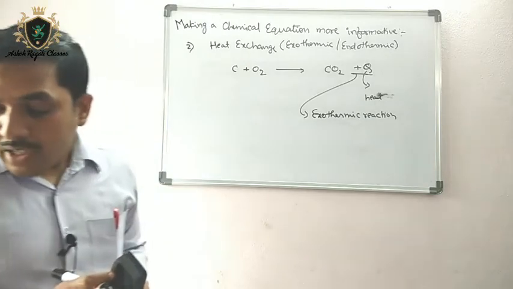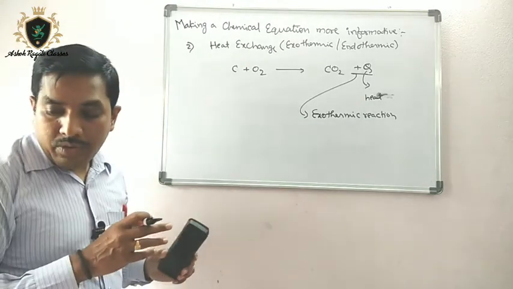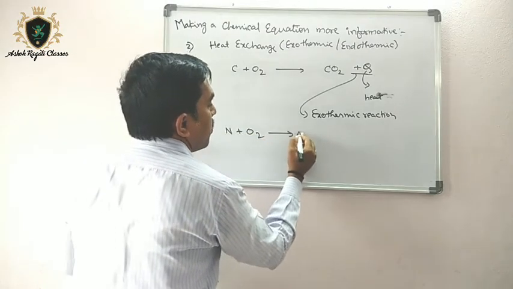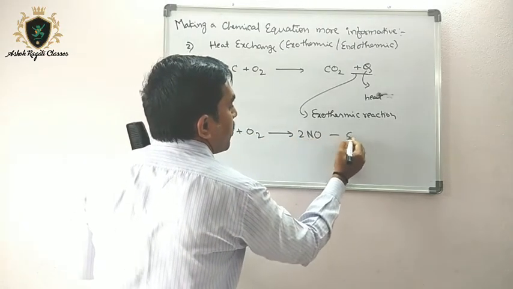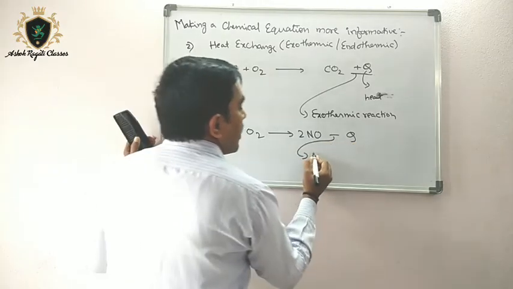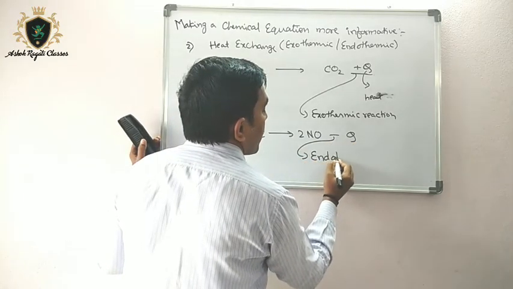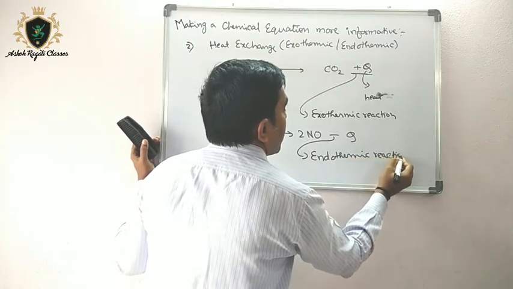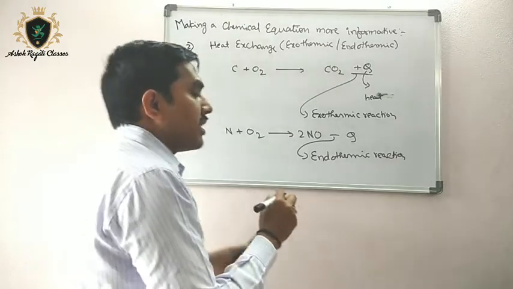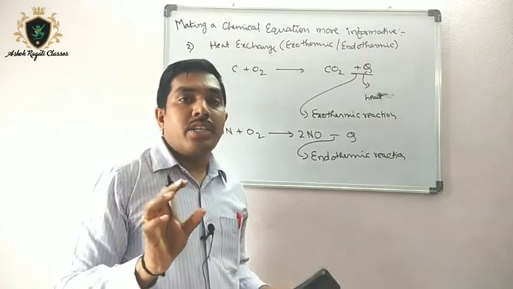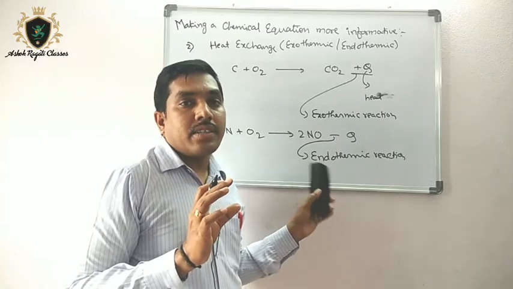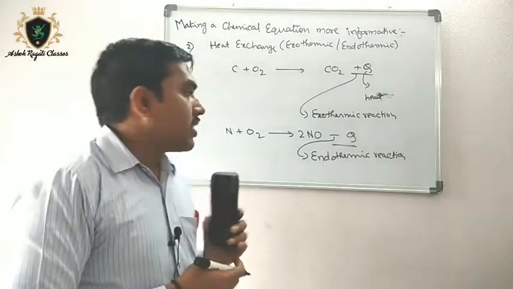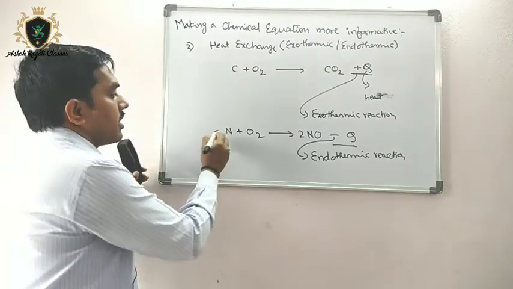In the same way, N plus O2 gives rise to 2NO minus Q. Here minus Q says that it is an endothermic reaction. Endothermic reaction means it needs some heat to carry out this chemical reaction. So here the minus says that it needs heat to carry out this chemical reaction.